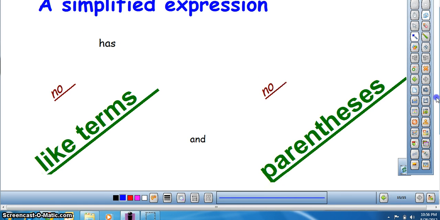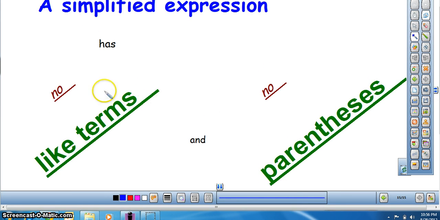Remember, the key thing is a simplified expression has no like terms and no parentheses.